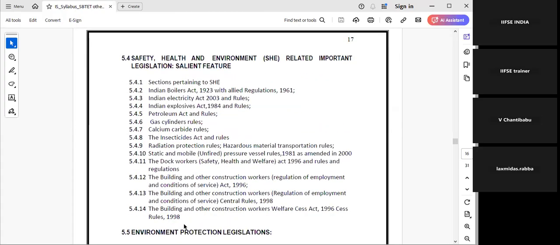Then under other legislations, slavery, salient features, if you see in the Factories Act book itself, if you have any addition, so there you could see all this. Indian Boiler Act will cover electricity rules and petroleum gas cylinders and insecticides rules, even dock works and building and other construction work regulations. All these things we'll cover.